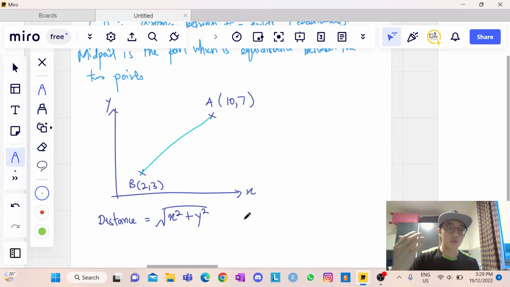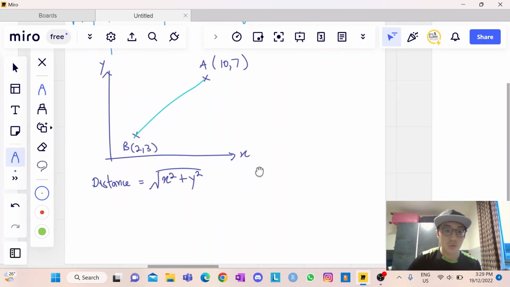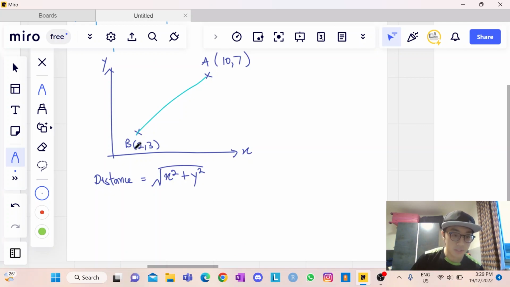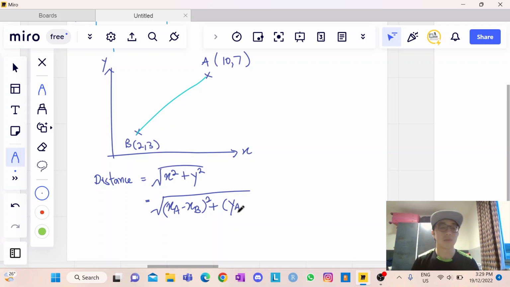But how do you look for the distance in between two coordinates? Okay, so it will be derived such that it will be equals to the square root of the difference between x of a and x of b squared, plus the difference between the y coordinate of a and b squared. It's just that simple.